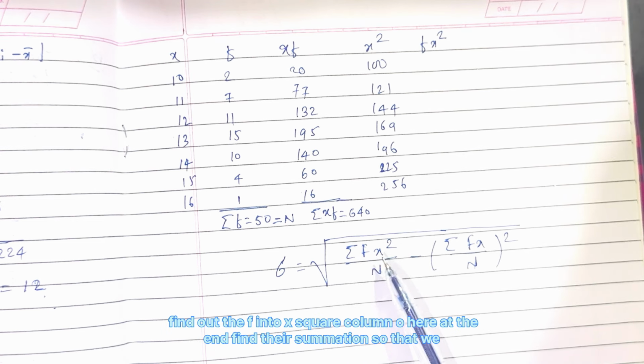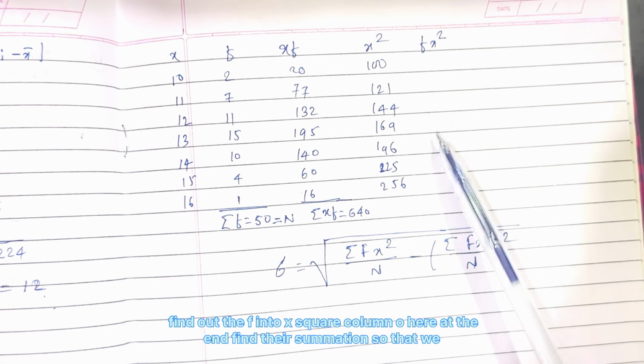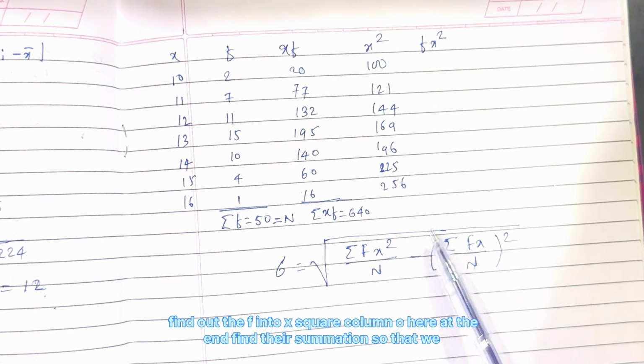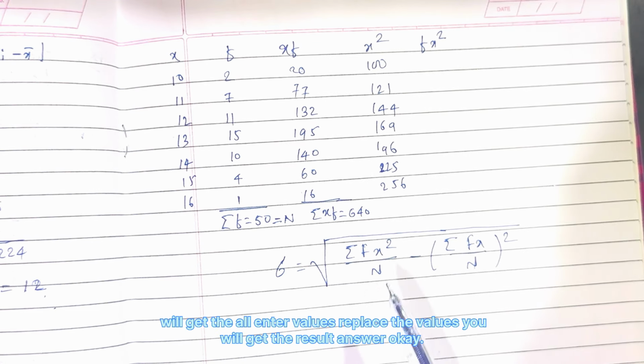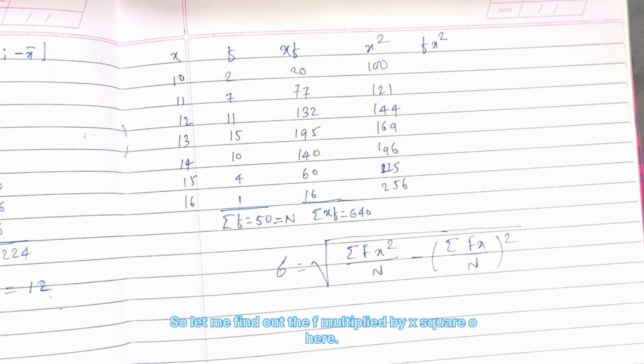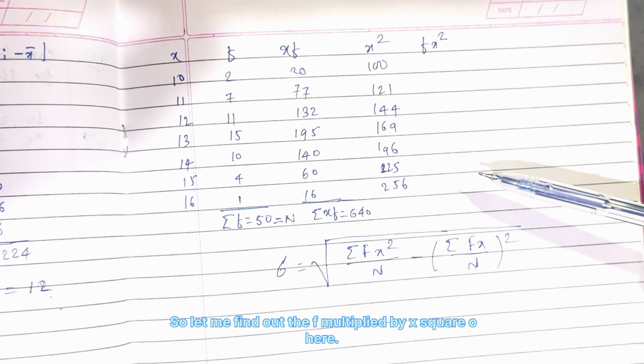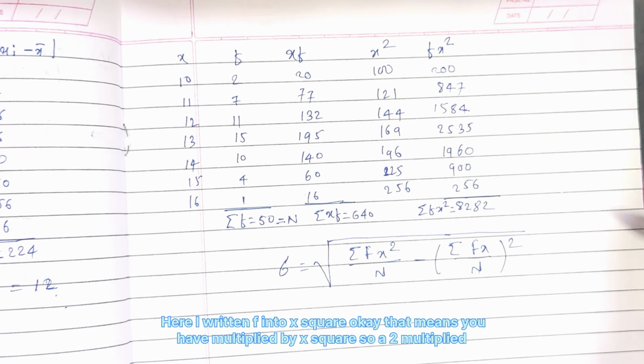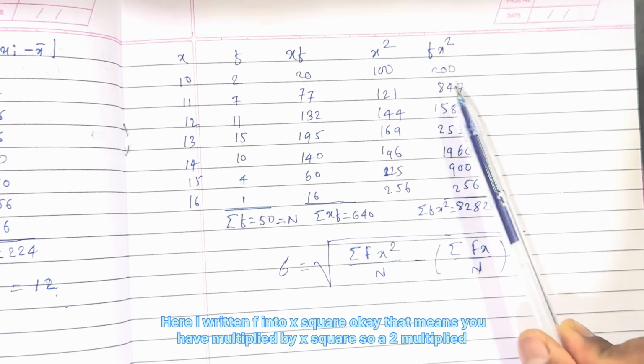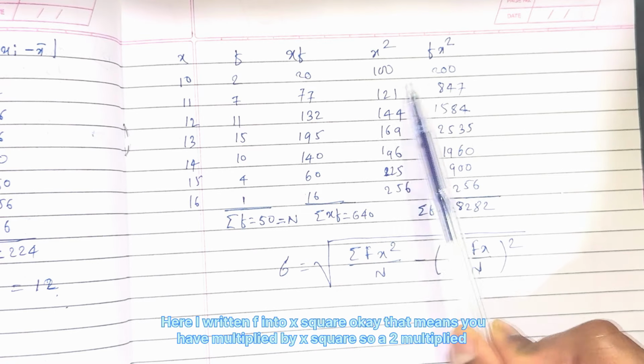But for that, find out the f into x square column over here. At the end, find their summation so that we will get the entire values. Replace the values and you will get the resultant answer. So let me find out the f multiplied by x square over here. See guys, here I have written f into x square. That means f multiplied by x square.